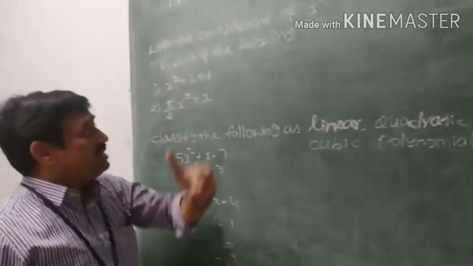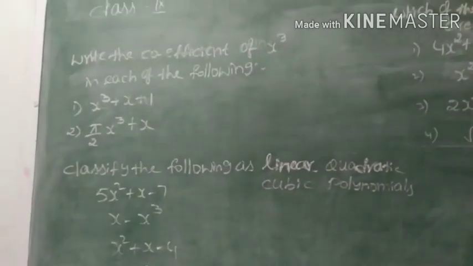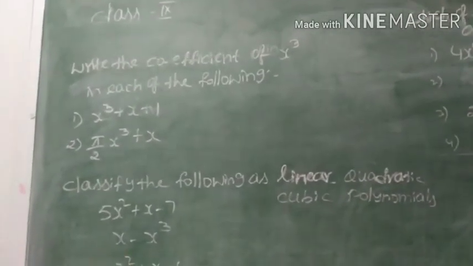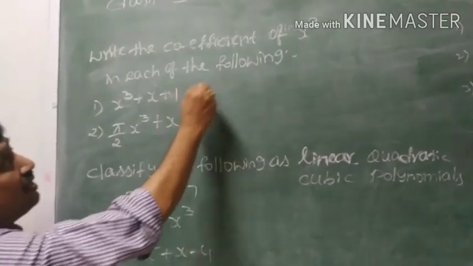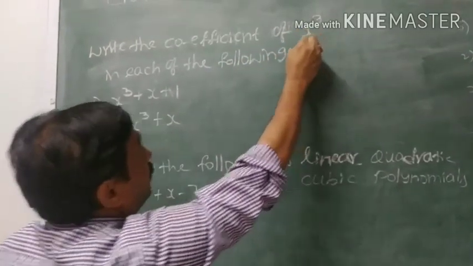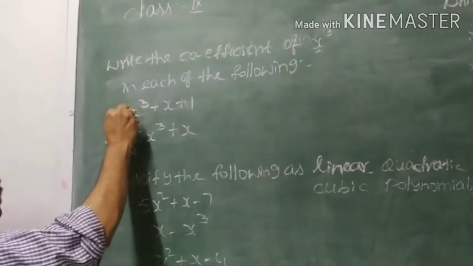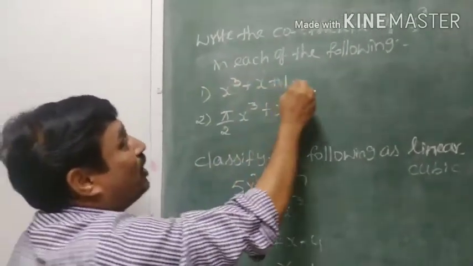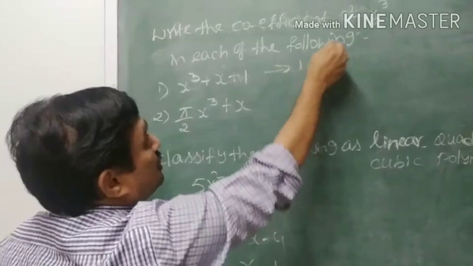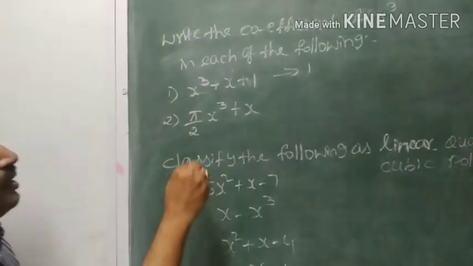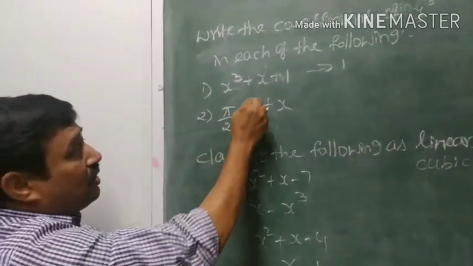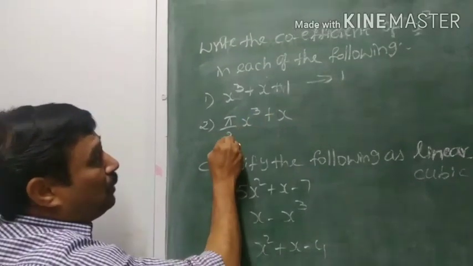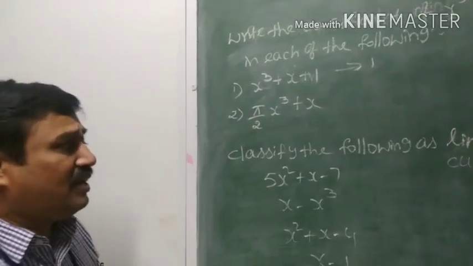Now another thing: write the coefficient of x cube in each of the following. X cube plus x plus 1. Here, the coefficient of x cube: before x cube, what's the number? There is no number, which means it is 1. So the coefficient of x cube is 1. Next, the coefficient of x cube is pi by 2. Like that we can write.